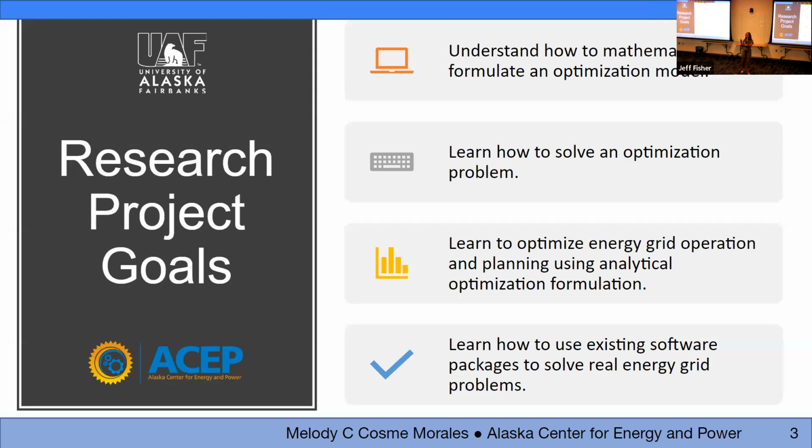So what were the goals of this research? We wanted to understand mathematically how to formulate these kinds of optimization problems, how to solve them, and how to optimize energy grid planning using analytical optimization formulations. We also learned how to use existing software packages to solve real problems in the real world.